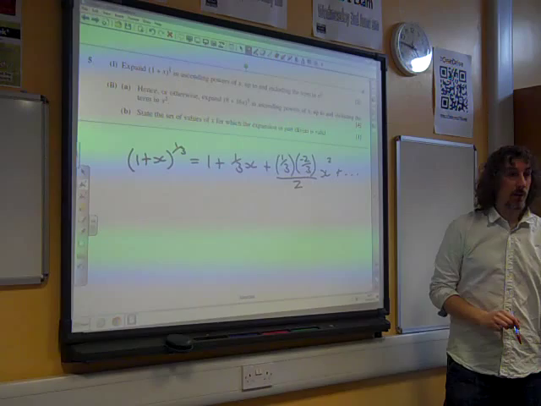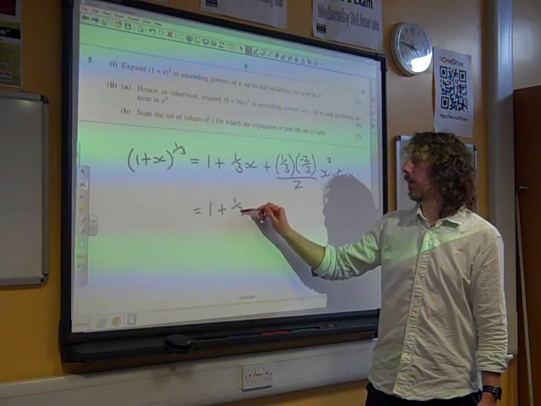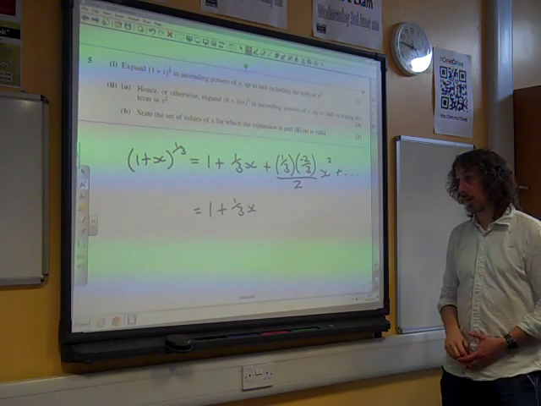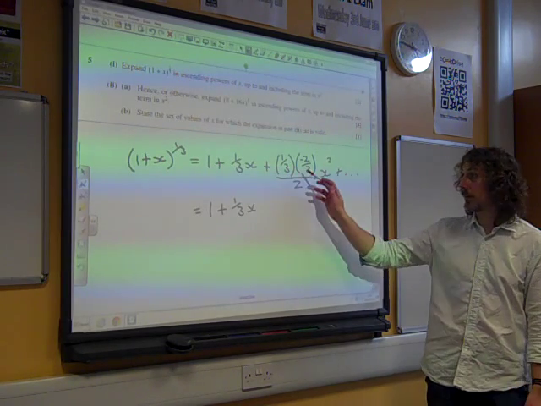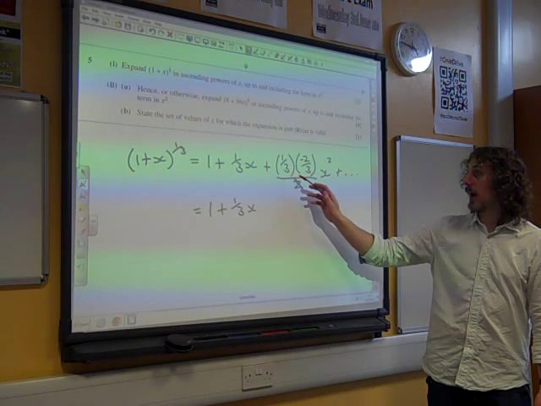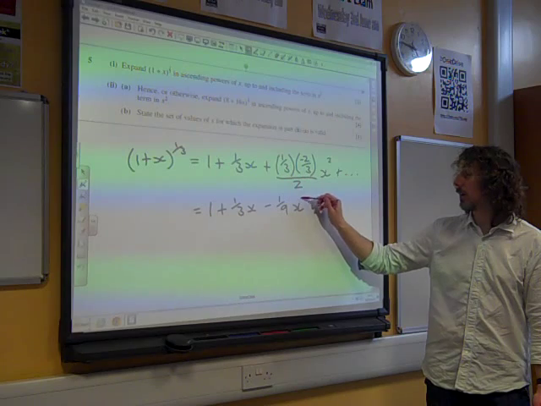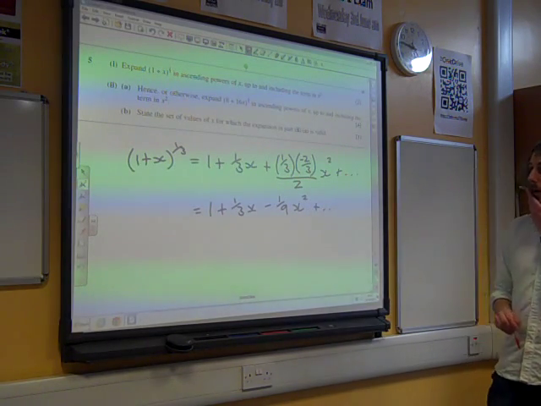And when they want you to expand it, they will insist on this being fully simplified in order to get all the marks. It's not enough just to write it like that. But you can use your calculator, which should deal with the fractions all right. What would we get? We get a minus, and the 2 will cancel out, so it would be minus a ninth, I think. Is that right? X squared, and then it will go on. That's quite a nice 2 marks, isn't it?